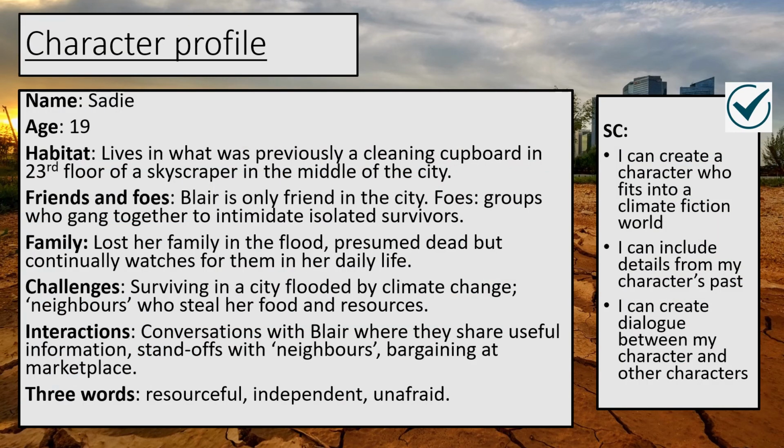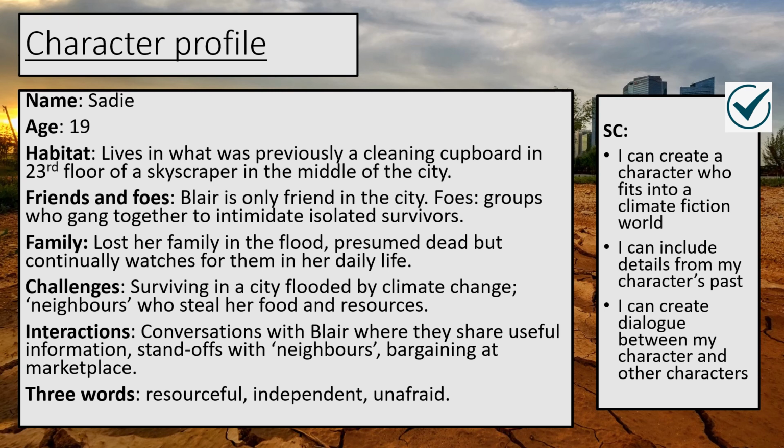And here is the example of a character profile for you. I would like you to use the same bolded subheadings that I have got there. So name, age, habitat, friends and foes, family, challenges, interactions, and 3 words. You don't have to write in full sentences, but you do have to address all of those subheadings so that you can think about all the different aspects of your character's lives. So the name of your character, their age, habitat is where they live, friends or foes are the people that they have on their side or against them.